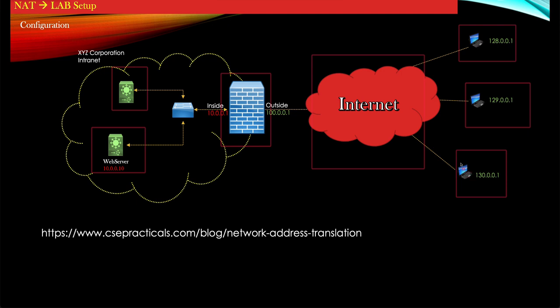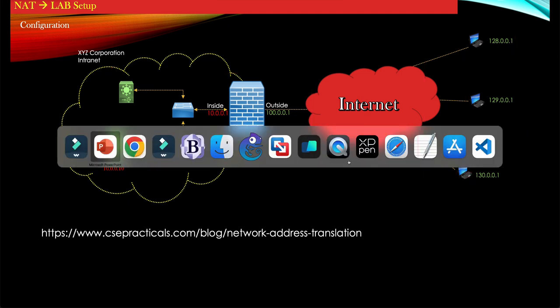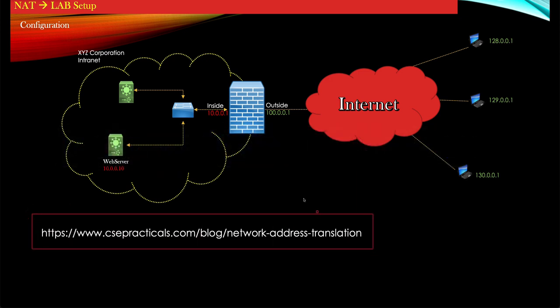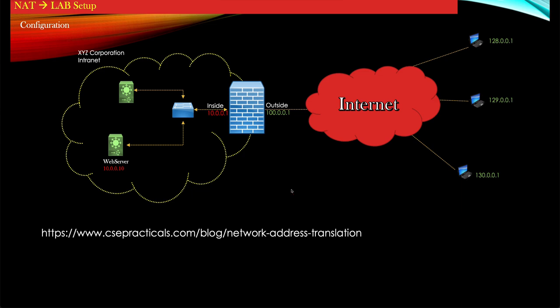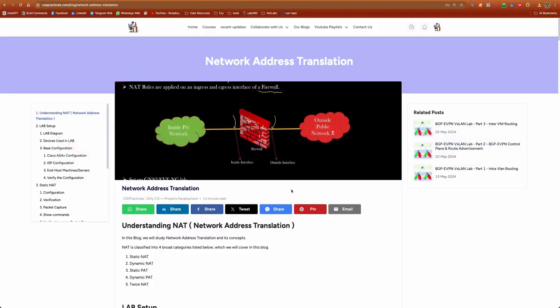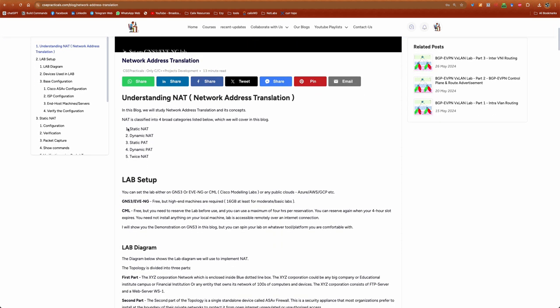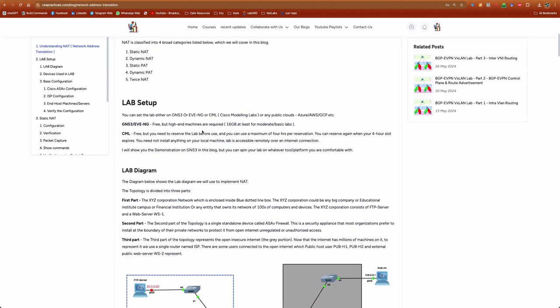Now, you can see that here is some URL. We have to visit this URL where I have documented the entire lab. So visiting this URL, we are going to use the same lab in order to practice all types of network address translation that we are going to study.